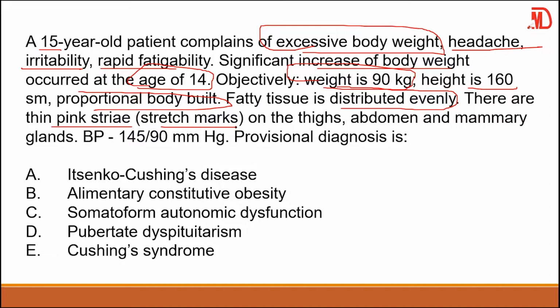I know Uche loves this question very well because he knows everything about stretch marks. On the thighs, abdomen, and mammary glands. BP is 140/90. Provisional diagnosis is what? So Uche, what's your answer? Quick. Cushing's.